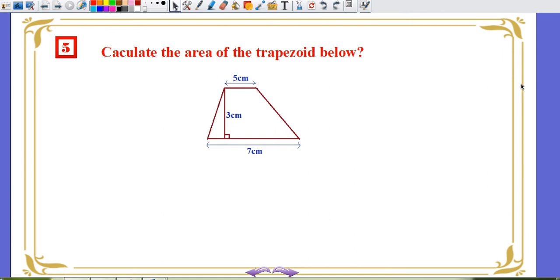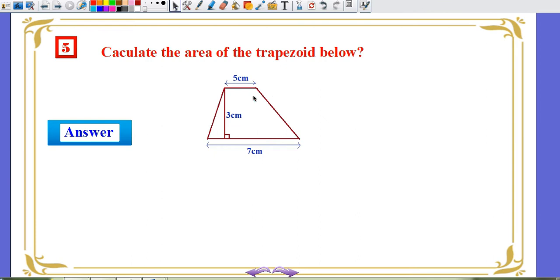Calculate the areas of the trapezoids below. We review our knowledge of trapezoids. A trapezoid is a quadrilateral with two parallel sides. The two parallel sides are the small base and the big base. The formula for calculating the area of a trapezoid is half of the sum of the two bases multiplied by the height.